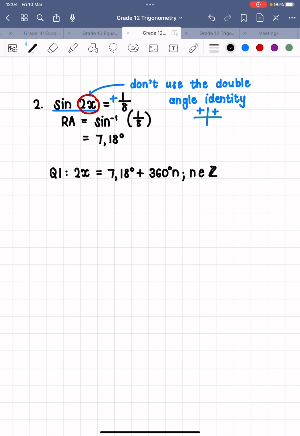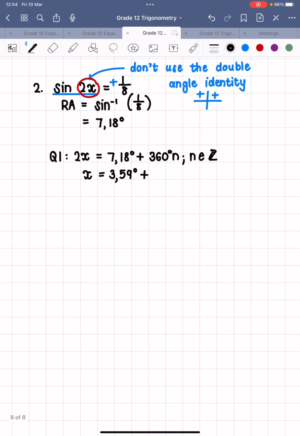Now, how am I going to get x on its own? What must I do with this 2? Divide by 2. So just on the calculator, you're going to say 7,18, just the answer from the previous calculation, divided by 2, and you will get 3,59 degrees plus the 360. You must also divide by 2, hey? 180n. Okay, so guys, in quadrant 1, we always use the reference angle, because the reference angle is always an acute angle, an angle between 0 and 90, and that is what we have in quadrant 1.